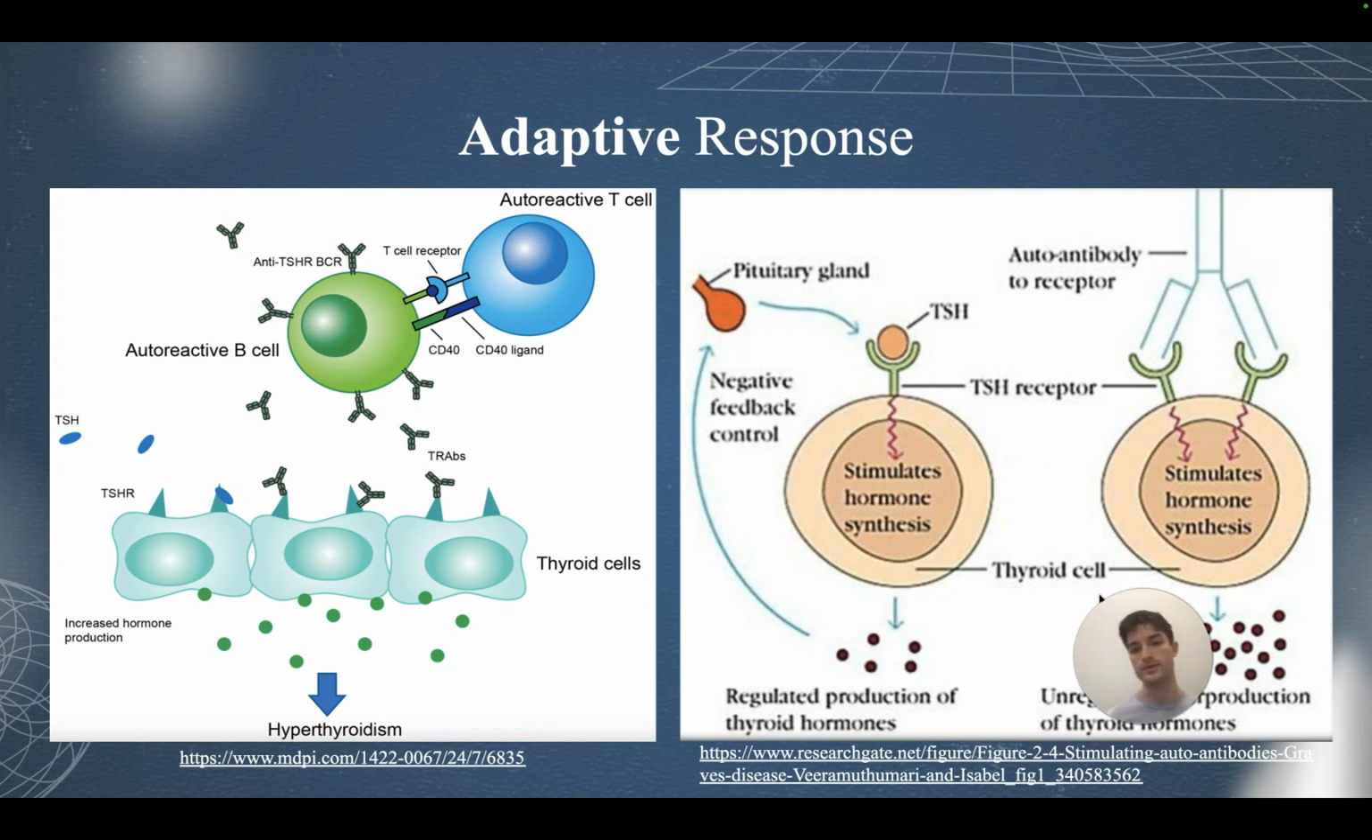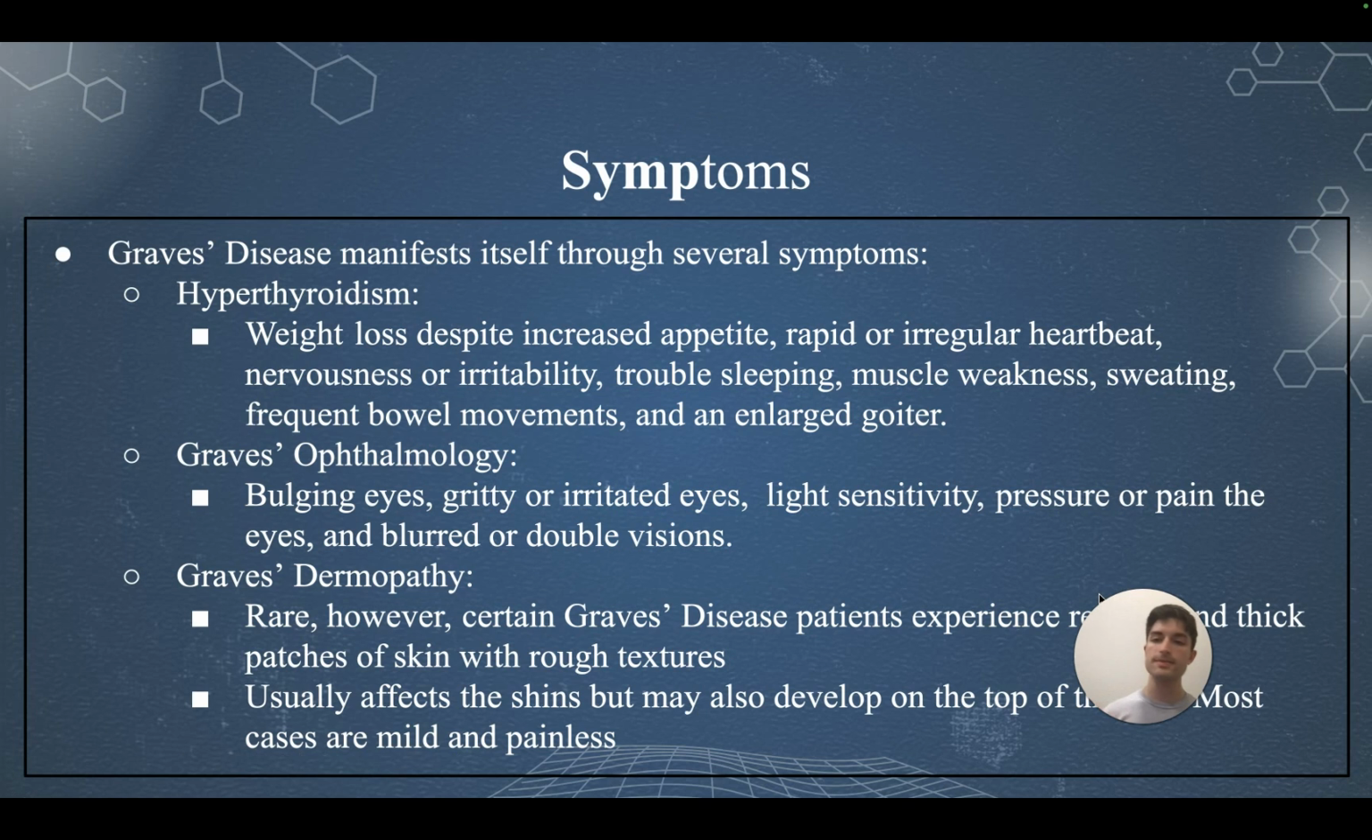overproduction of thyroid hormones. So, symptoms. Graves' disease manifests itself through several symptoms. Hyperthyroidism, one of those common hallmarks of the disease, can include things like weight loss despite increased appetite, rapid or irregular heartbeat, nervousness or irritability, trouble sleeping, muscle weakness, sweating, frequent bowel movements, and maybe even an enlarged goiter.